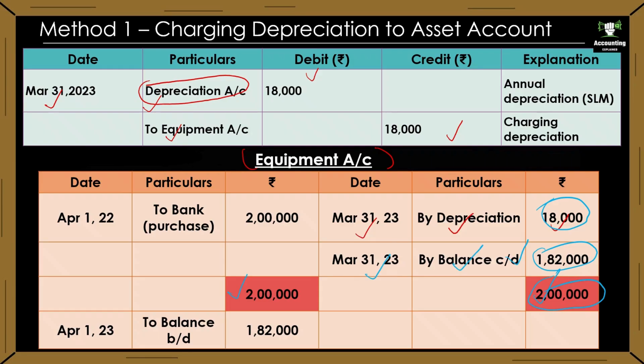And this will be again brought forward on April 1, 2023 as to balance brought down 1,82,000. So what we infer from this is as on April 1, 2023, the book value of the equipment is 1,82,000. Okay, if someone asks you, what is the book value of the equipment as on April 1, 2023? You can easily say it as 1,82,000. Okay, this is how you are going to do the equipment account every year.